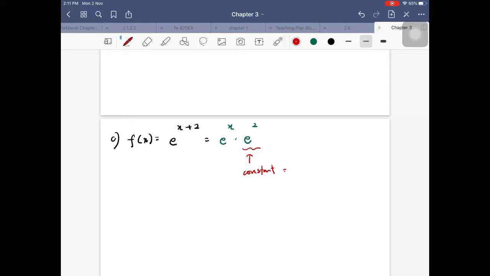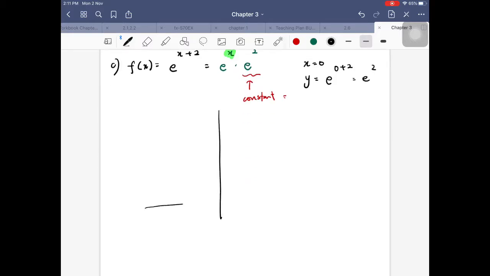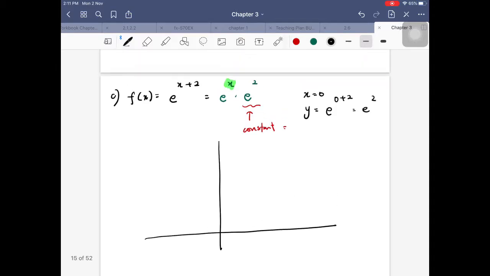Now we know that e is going to be greater than 1, and the power here is a positive power, which is to the power of x. Now let's find the intercept. When x is equal to 0, y is going to equal exponential of 0 plus 2, which is going to be exponential of 2. So my graph is supposed to be increasing, and the intercept point is going to be at exponential of 2. There goes my exponential of 2. So that's how the graph looks. All right.